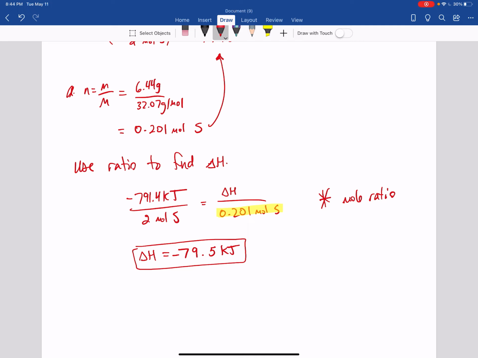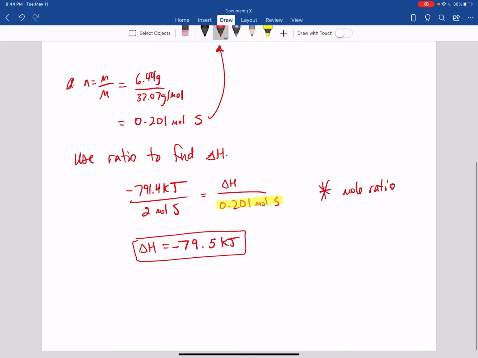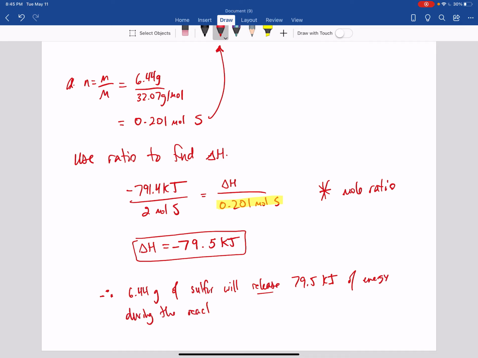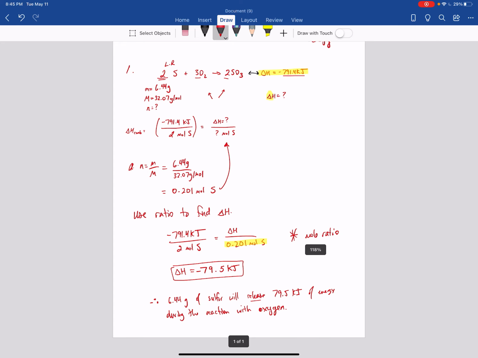And it's negative. Now, does that make sense? Yeah, that's about 1/10 of it. So we can say, therefore, 6.44 grams of sulfur will release 79.5 kilojoules, and the release acts as the negative sign here, of energy during the reaction with oxygen. All right. Now, we'll zoom out, and that's it for this question here.